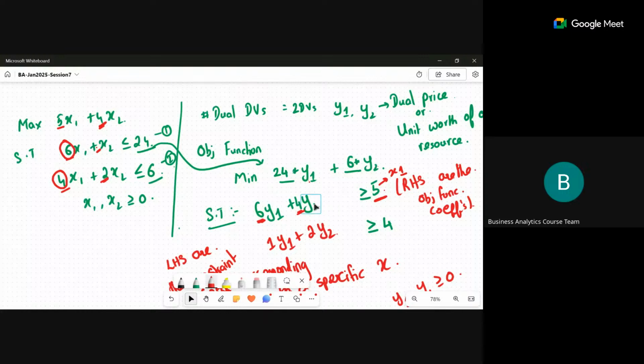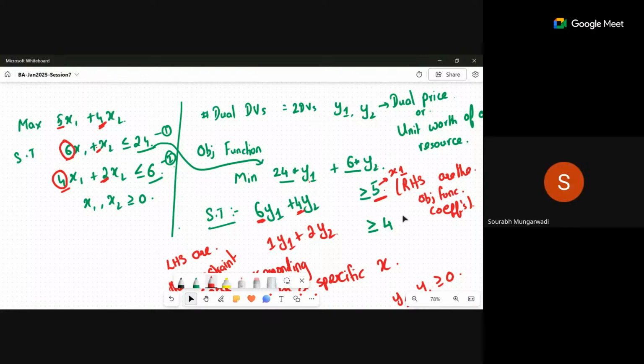How much I'm willing to spend for R2? 4 times that is the worth for me, and that should be greater than what I am actually getting out of the product, which is 5. I hope that makes sense. I make a profit of 5. My total worth of resource must be greater than or equal to 5 for me to invest and get that resource for me. Yes, no?